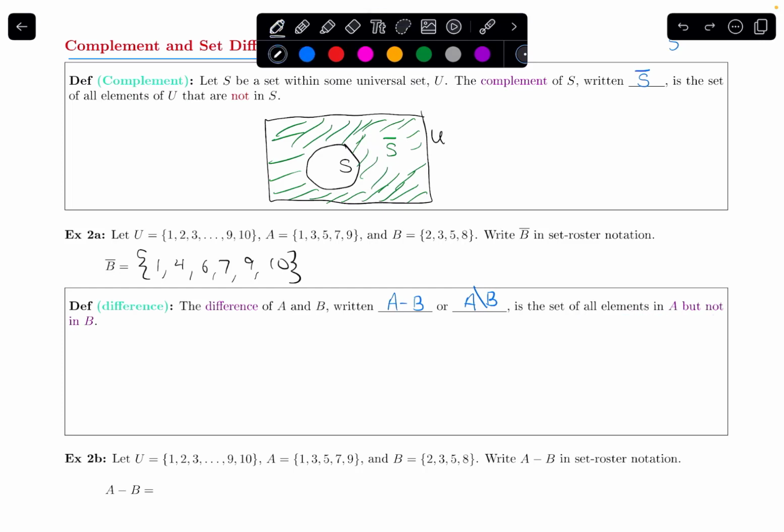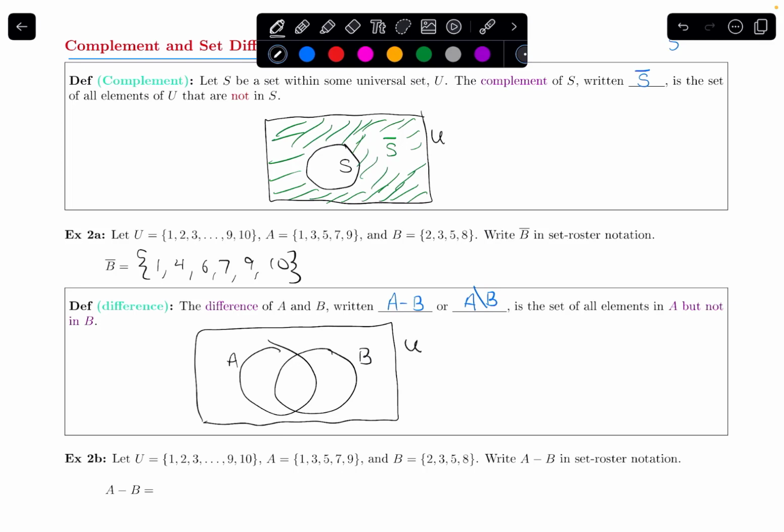So visually, if I have a circle for my set A and a circle for the set B, and I draw that within my universal set U, the difference would be the part of A that's not in B. So the part of A that's not in B would be this stuff. Okay, cool. So that is the difference.